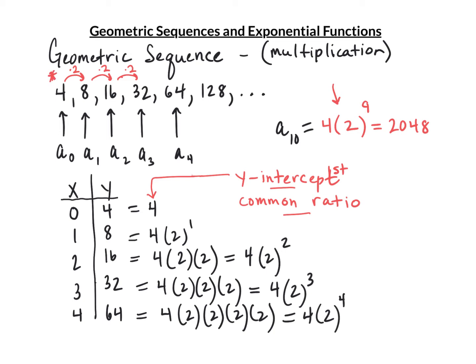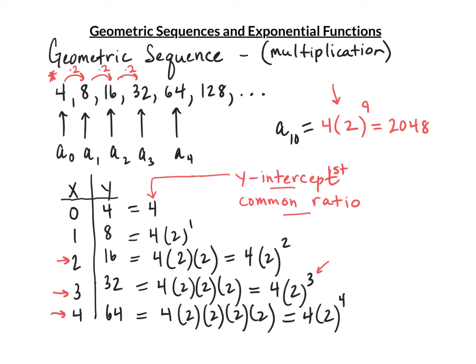We took 4 times 2 to get 8. And that 16 actually ends up being 4 times 2 times 2, because we moved one spot in the sequence, we multiplied by 2 again, and that's 4 times 2 squared. And see how now the x is the exponent? And 32 is 4 times 2 times 2 times 2. We moved one spot in the sequence, we multiplied by 2 again, and that's 4 times 2 to the third, and our x is 3. And 64 is 4 times 2 to the fourth, and again, our x is 4.